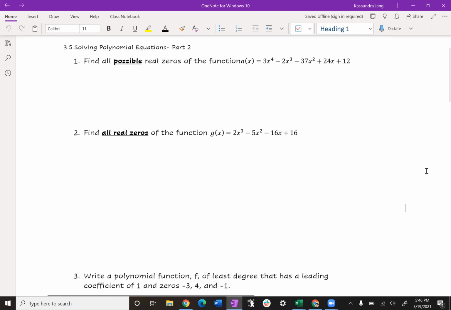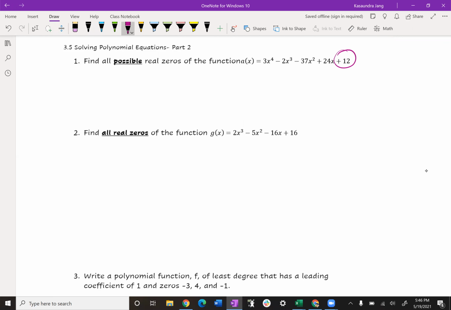All right, so 3.5, solving polynomial equations, part 2. We've got number 1 here, you've got to find all possible real zeros, which is different than number 2, where it says find all real zeros. So the possibilities have to be the factors of your constant, in our case 12.